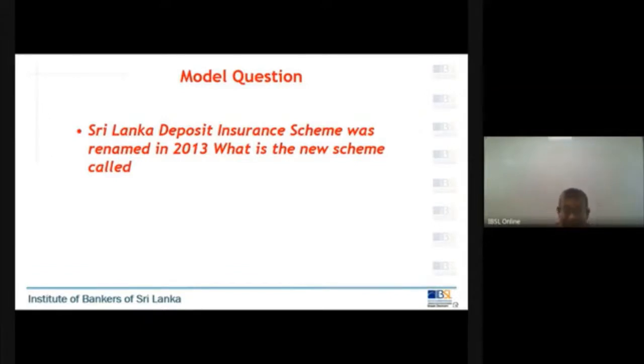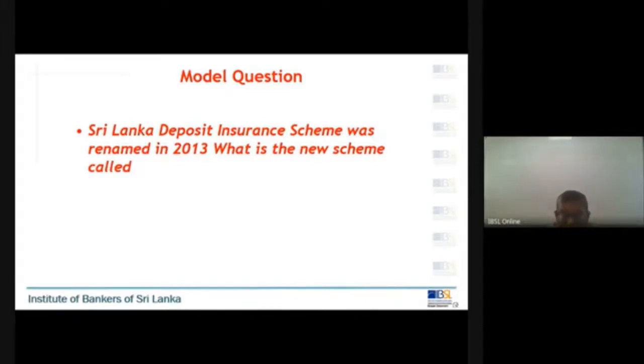Now, this is my question. The Sri Lanka Deposit Insurance Scheme was renamed in 2013. What is the new scheme called? What is the answer, therefore? Can anybody tell me the answer if the examiner asks you like this? Right? The Sri Lanka Deposit Insurance and Liquidity Support Scheme. Now the examiner further asks, why have they changed their names recently?